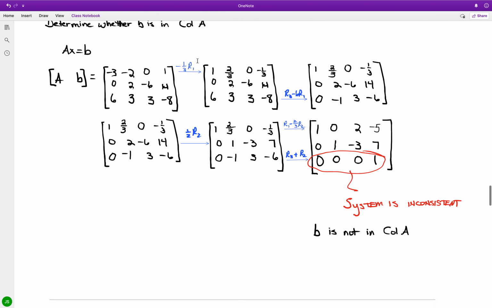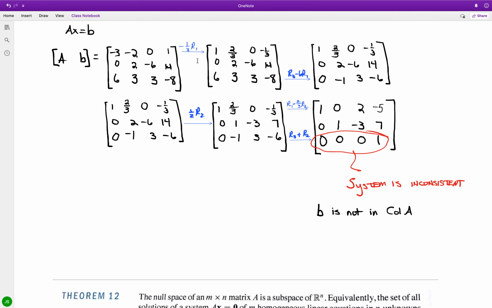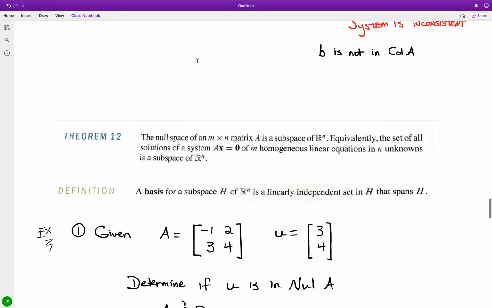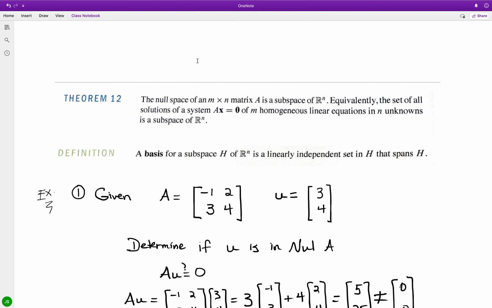All right, now for the next go-round, going from column to null spaces. The null space of an m by n matrix is a subspace of Rn. Equivalently, the set of all solutions of a system Ax = 0 of m homogeneous linear equations in n unknowns is a subspace of Rn. We'll be looking at some samples and also at a couple of items establishing a basis for a subspace H of Rn.